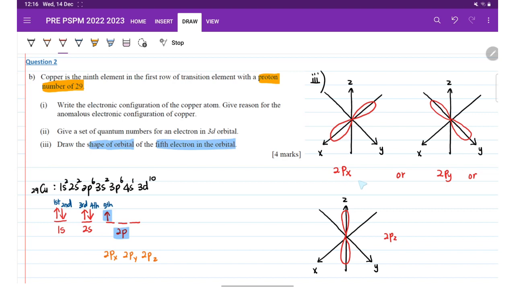If you label it as just 2p, it is not complete enough, and you cannot get one mark. It must follow the axis. So if the dumbbell shape is on the x-axis, 2px, y-axis, 2py, and z-axis, 2pz. So with the correct diagram and correct label, you will get one mark. For question number 2, the total mark you can get is 11 marks, but the maximum is only 10 marks. So that's all for question 2. Thank you for listening.